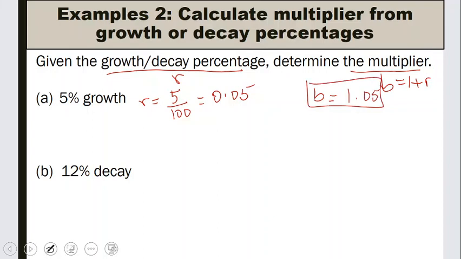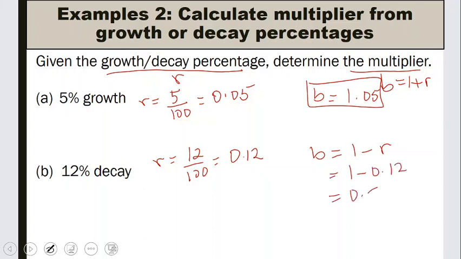Okay. For example 2, that's a decay. Our rate is 12%, so that will be 12 divided by 100, which is 0.12. And for this case of a decay, our b will be 1 minus r. So 1 minus 0.12 will be 0.88. So our b in this case is 0.88.